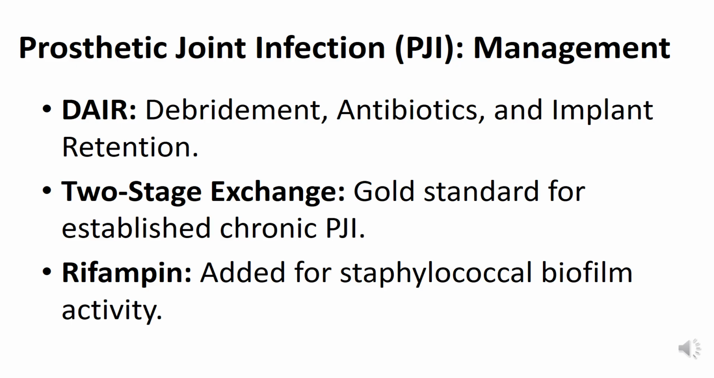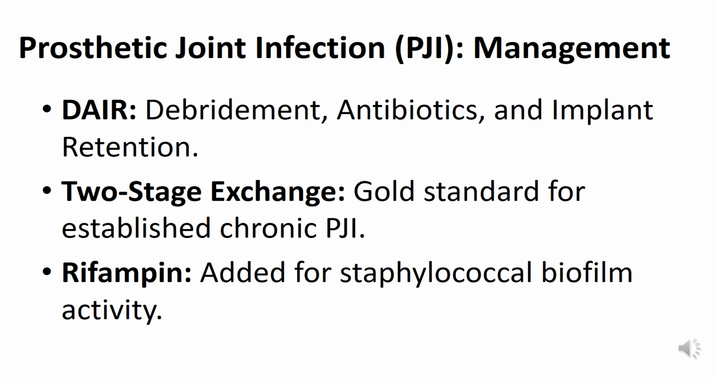Now let's move to chronic infection. This is where things get tougher. The biofilm is fully established, and antibiotics alone cannot penetrate it. This is where the two-stage exchange becomes the gold standard. First stage, we remove the infected prosthesis. We perform aggressive debridement. We clear all infected and necrotic tissue. Then we insert an antibiotic spacer. This keeps joint space and delivers local antibiotics.